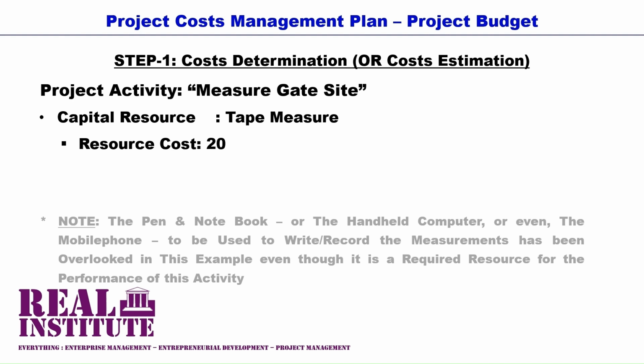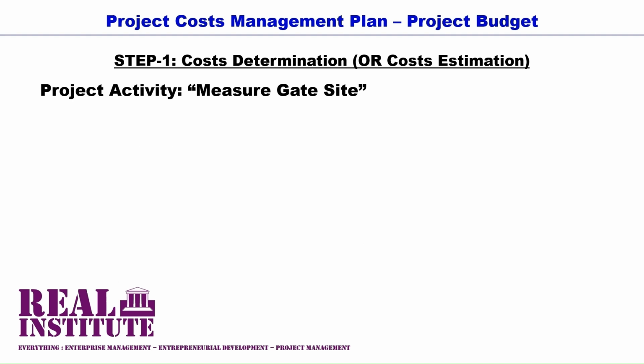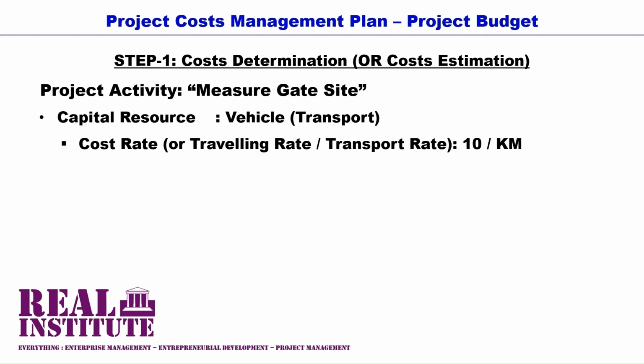Then lastly, for the activity measure gate site is the determination of the transport to and from the customer site. In this case, say the structural engineer will use her car and then claim back from steelworks. The steelworks traveling policy rate is 10 per kilometer, that is 10 rands per kilometer or $10 per kilometer or 10 euros per kilometer or 10 pounds per kilometer.